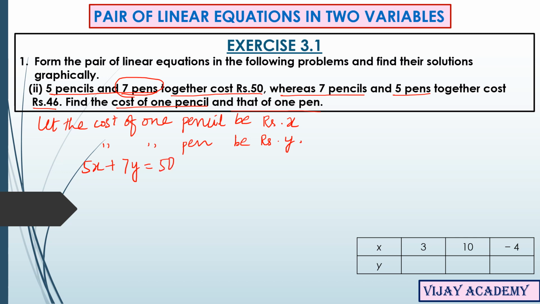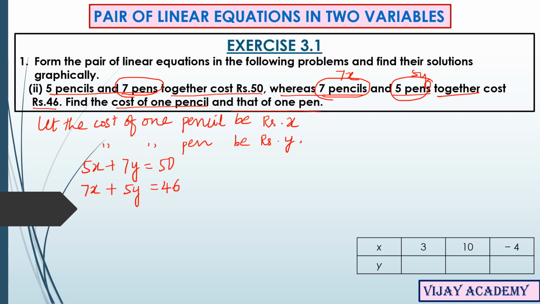And second equation, whereas 7 pencils, the cost of 7 pencils is 7X and the cost of 5 pens is 5Y. So together cost 46. So we can write the equation as 7X plus 5Y equals to 46.